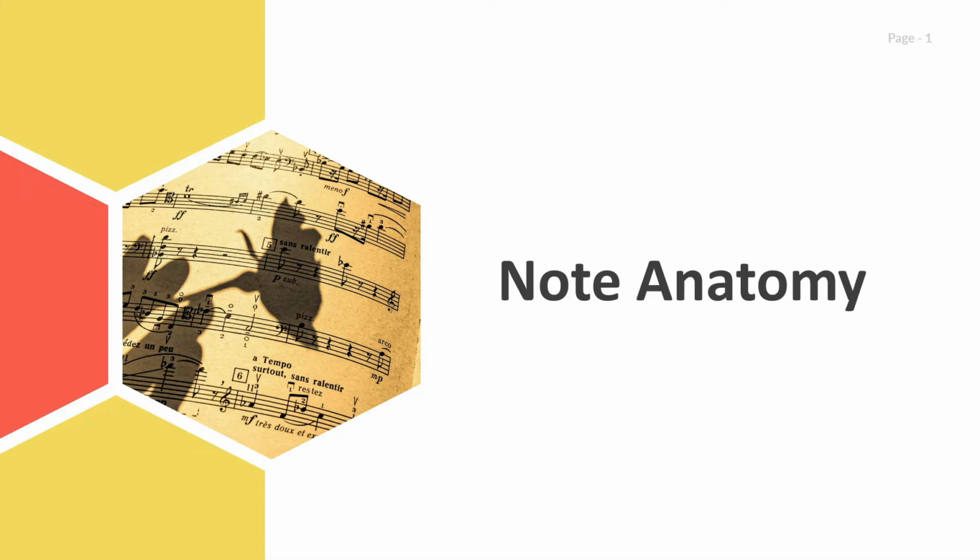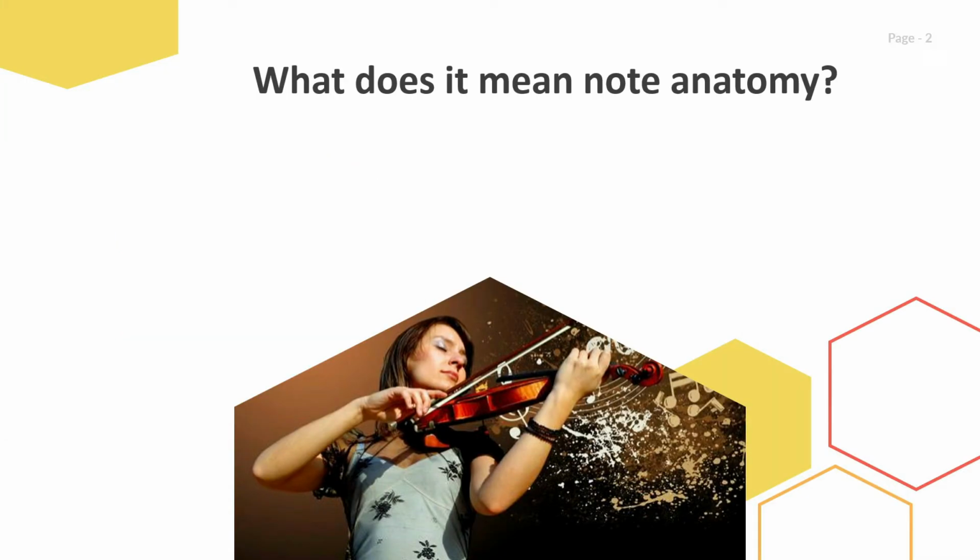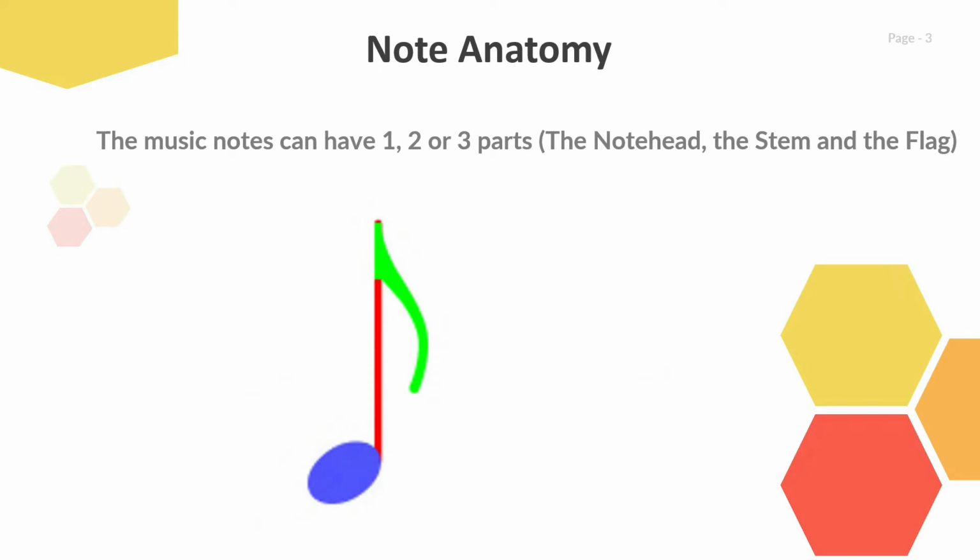Note anatomy. So what does it mean, note anatomy? Note anatomy are the parts that belong to a note. Easy, right? The music notes can have 1, 2, or 3 parts: the note head, the stem, and the flag. Let's discuss in detail each of these parts.